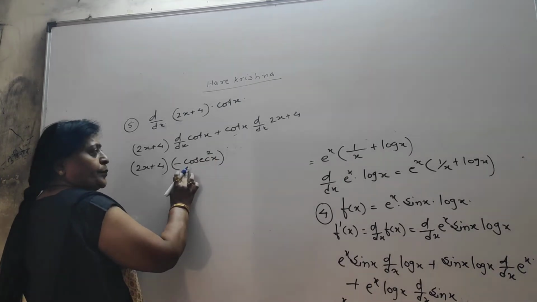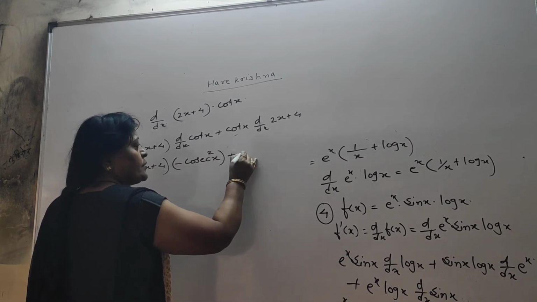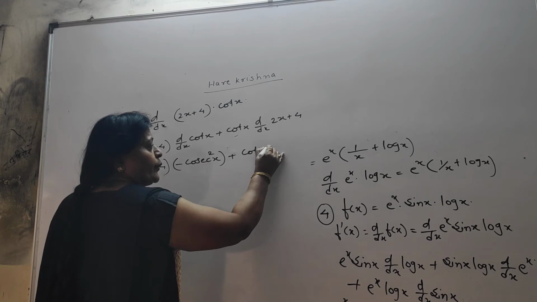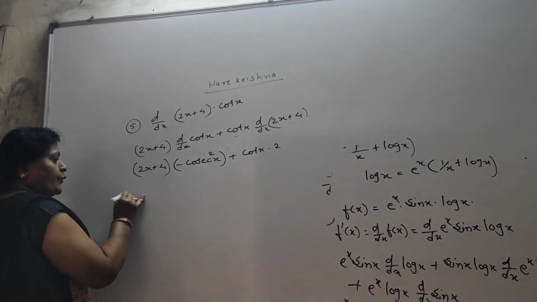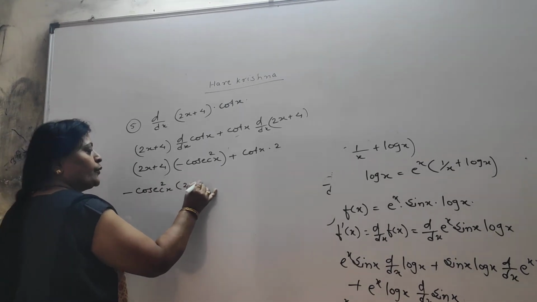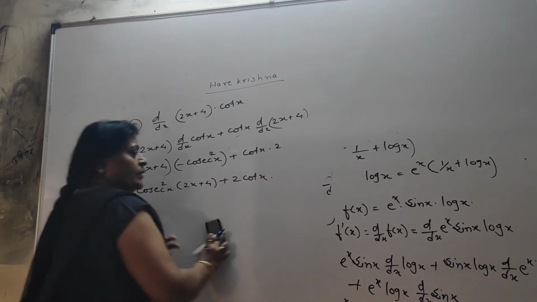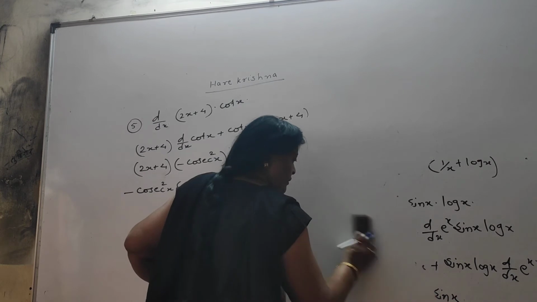This you have to write in bracket. Don't write simply minus cosec square x. That becomes the wrong meaning here, cot x. And the derivative of 2x, that is 2. And here the derivative of 4, that is 0. Therefore here minus cosec square x (2x plus 4) plus 2 cot x. In this way we can find the derivative of the product of a two function.